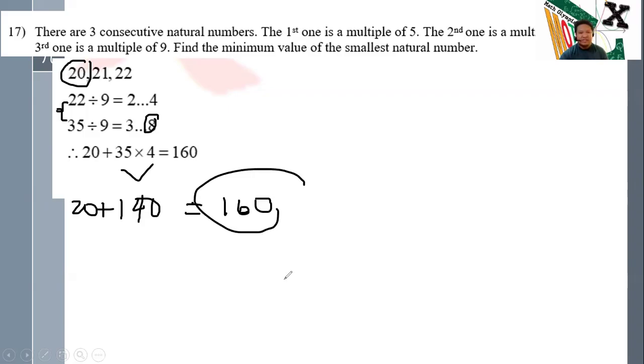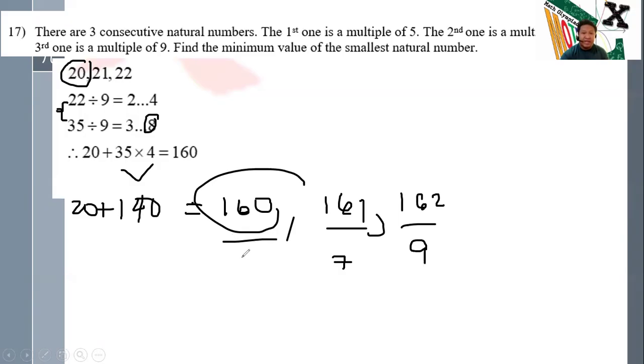So because of that, if you check, 160, 161, and 162 are divisible. This one is divisible by 7. This one is divisible by 9. This one is divisible by 5. So these are the first three consecutive natural numbers that will be divisible by 5, 7, and 9. That will become the answer for number 17.